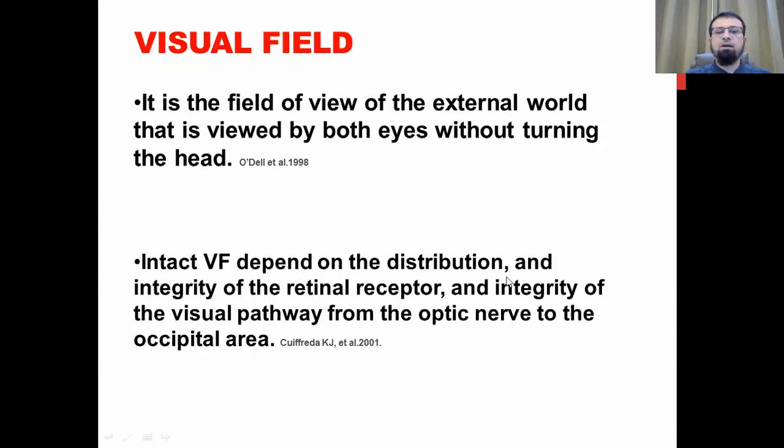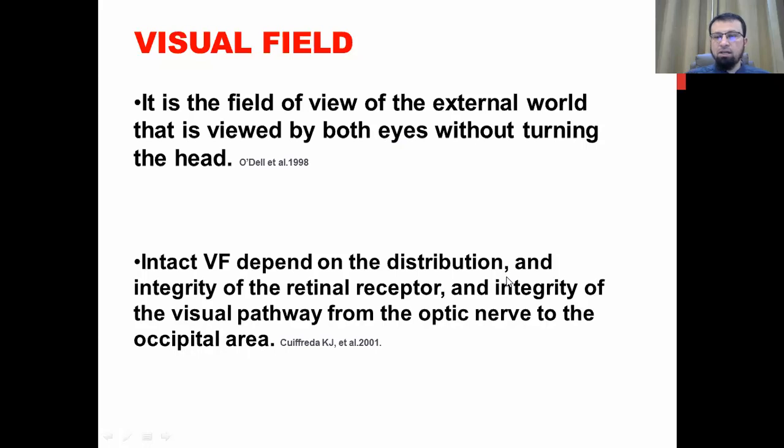Intact visual field depends on the distribution and integrity of the retinal receptors. The visual field depends on our eye not being affected. There is nothing closing the lens from the light going to the lens. For example, the patient who has cataract, which is called in Arabic المي البيضاء, it will be blocking the light from going inside the eye. The lens will have this white matter and the light will not go inside. This is a problem for visual field. Another problem might be that the eye receptors, which are the cones and rods, are damaged. This will cause another problem for visual field.